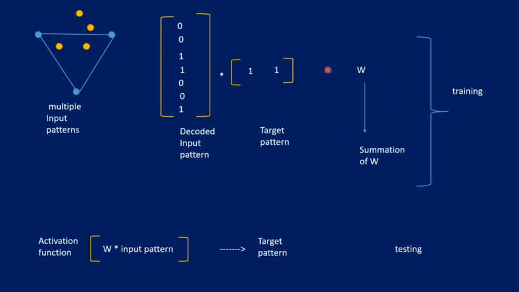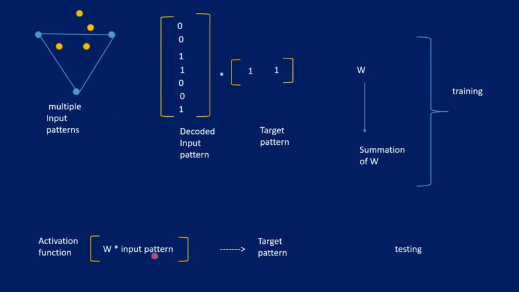Now this weight, whatever we have obtained, is for a single type of pattern. Multiple patterns will be given like this, so weights for all will be calculated and finally summed up. And after the summation of these weights comes the end of our training phase.